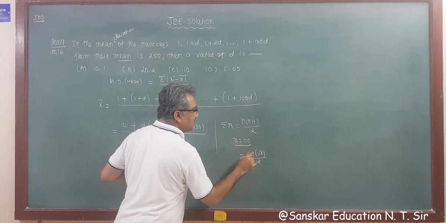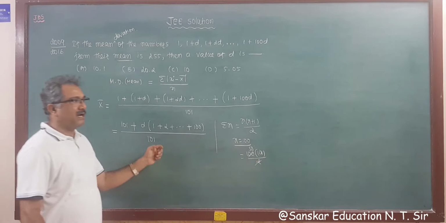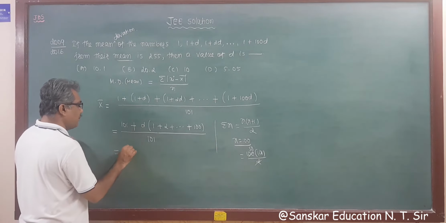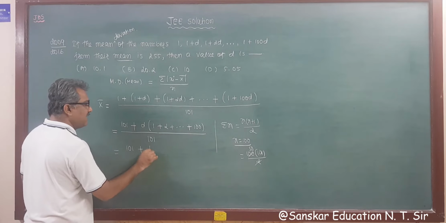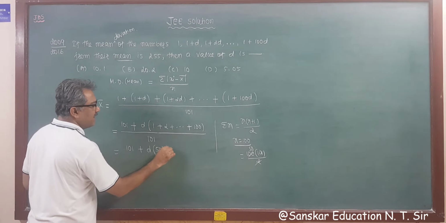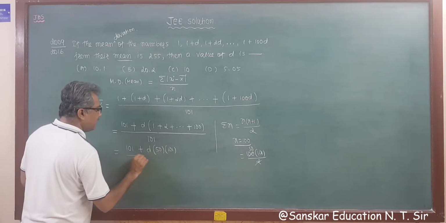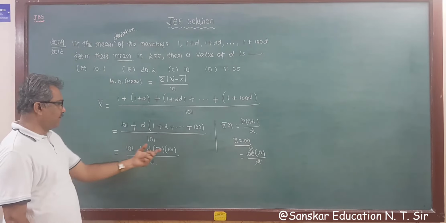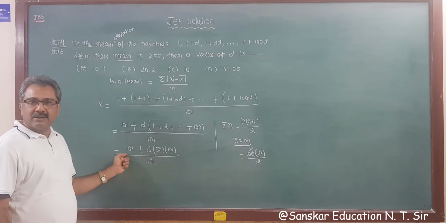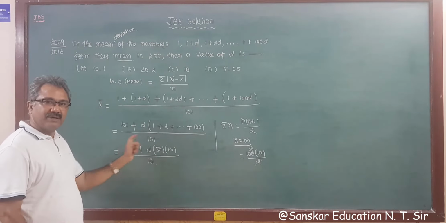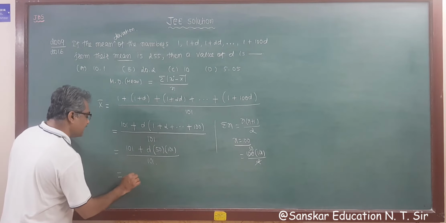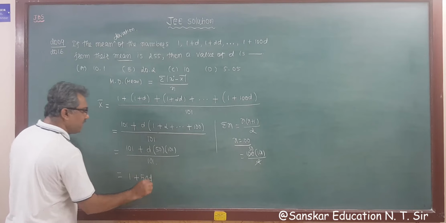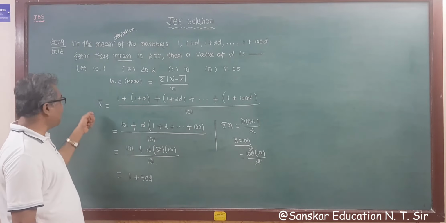The answer is 50 into 101. So this is equal to 101 plus d, and the answer of this is 50 into 101 divided by 101. Now this 101 is common, so it will be cut. So what is our answer? The answer will be 1 plus 50d. So this is your x bar.